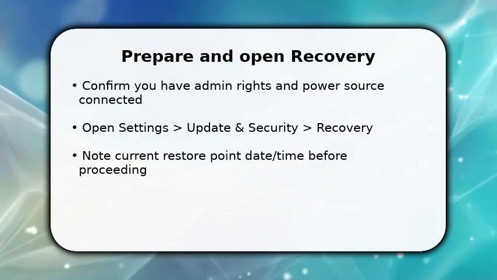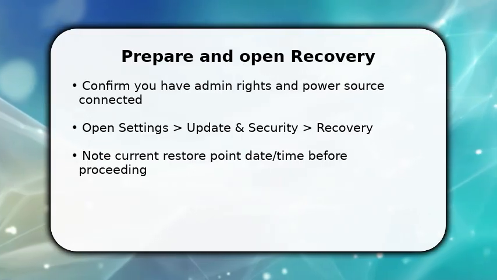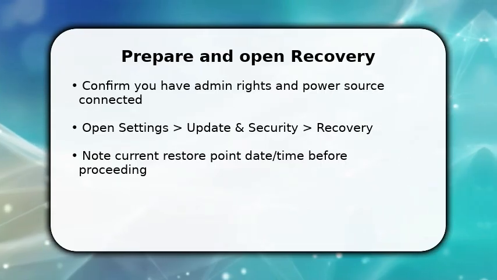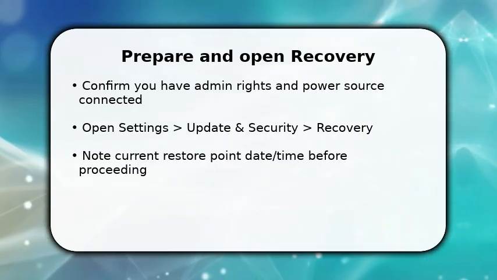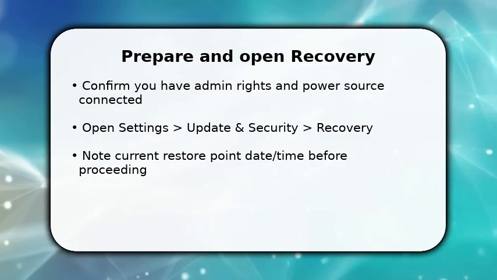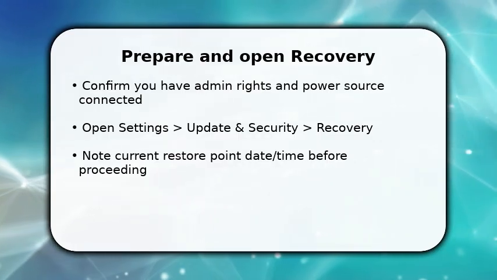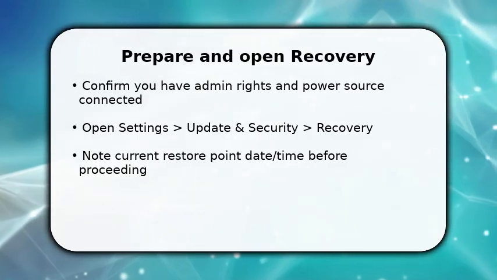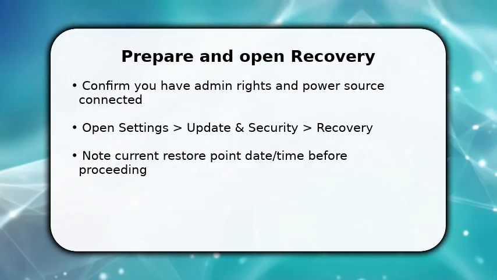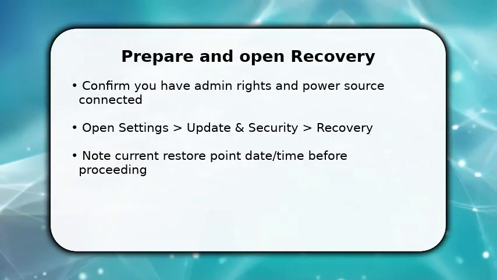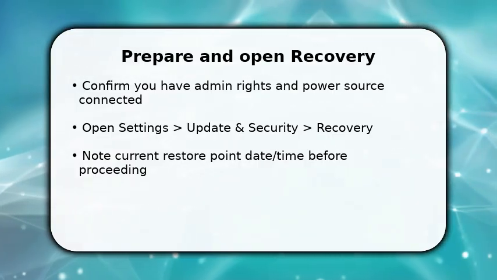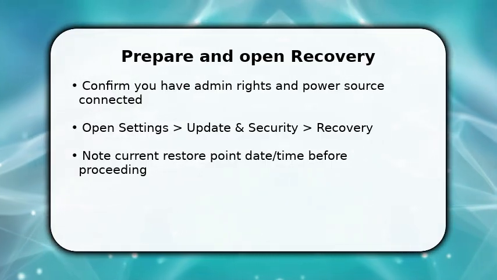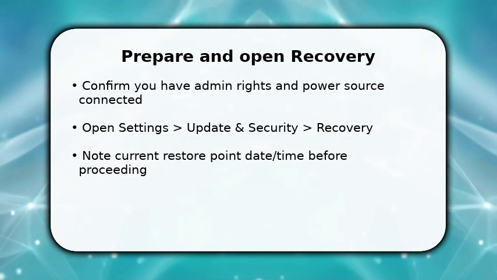You start by preparing the system. Make sure you have administrator rights and your PC is plugged in so updates don't interrupt. Once ready, open Settings, choose Update and Security, then Recovery. This is where Windows keeps rollback tools. Make sure to glance at the listed restore point date and any description so you know what you'll return to. This first step ensures you aren't restoring to an unwanted state and prevents mid-operation power loss that could corrupt the system.